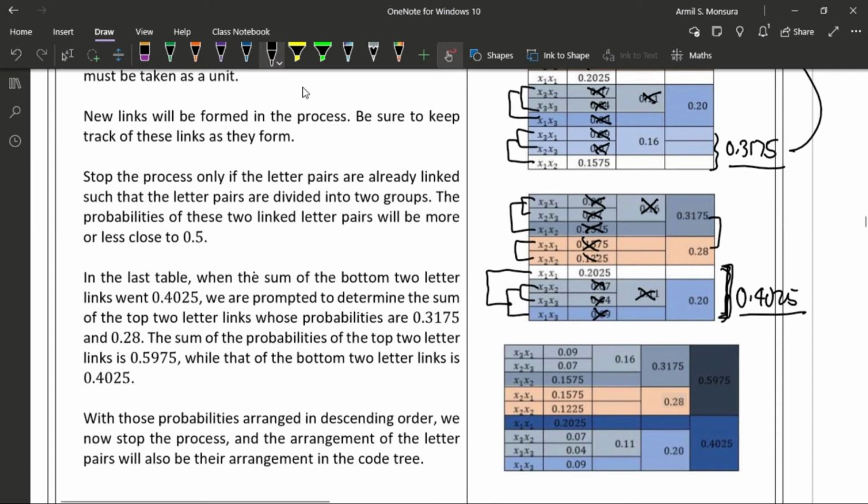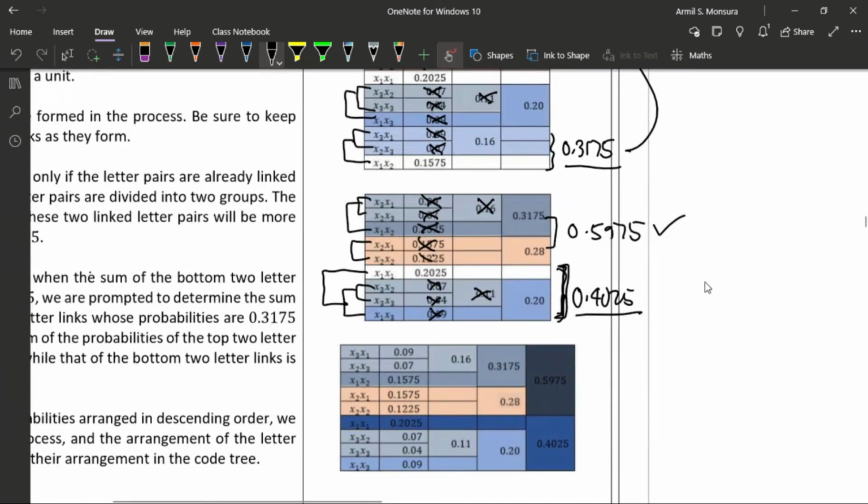Which in that case, this adds up to 0.5975. So since mas mataas yung probability nito, okay, again, we're keeping the higher probabilities on top of the table sa pagdating sa Huffman algorithm. So since that is 0.5975, there is no need for us to promote this on top.